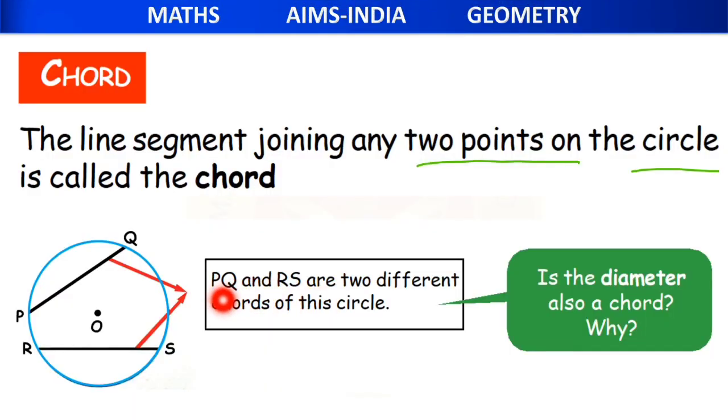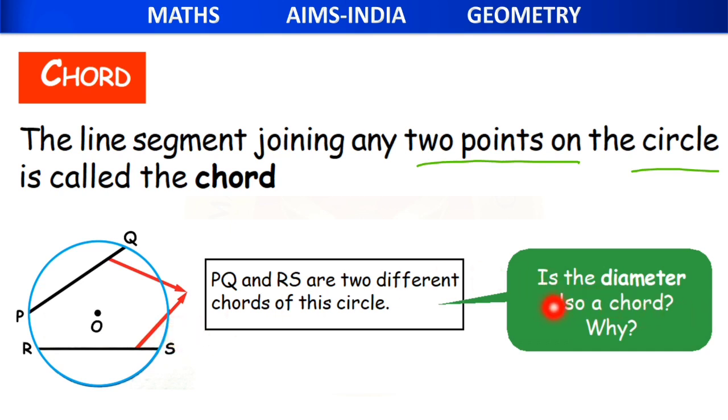Now PQ and RS are two different chords of the circle. See, if you are looking at this one, it is joining 2 points P and Q. So it is called as a chord. PQ is a chord. Again, RS are 2 points on the circle which are joined by a line segment. So again, RS is also a chord for the given circle.